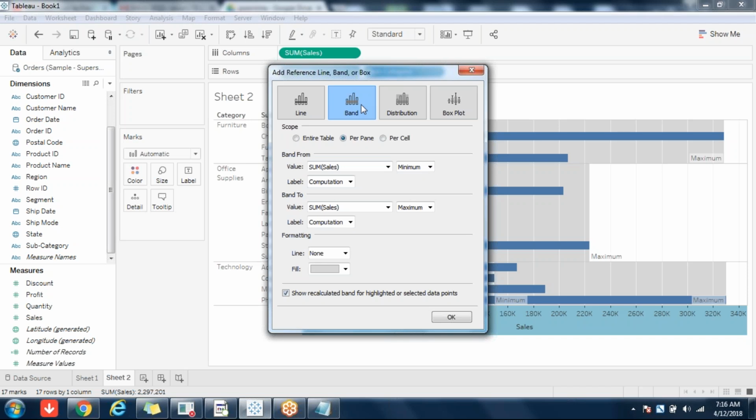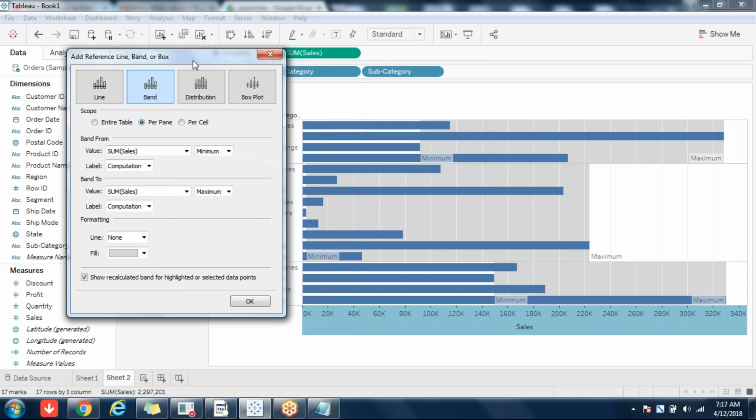Band. Band means it will fill the area between two data points with some color. So that's the most important. Here you can see between minimum and maximum the color is filled. Not a big deal. Pretty much straightforward. You can change the colors. Always remember, colors can be changed. That's not a problem.